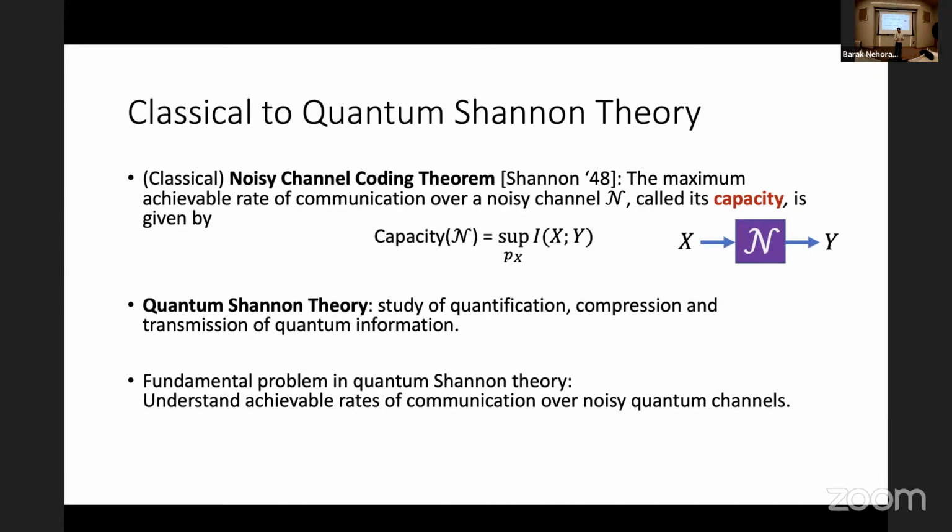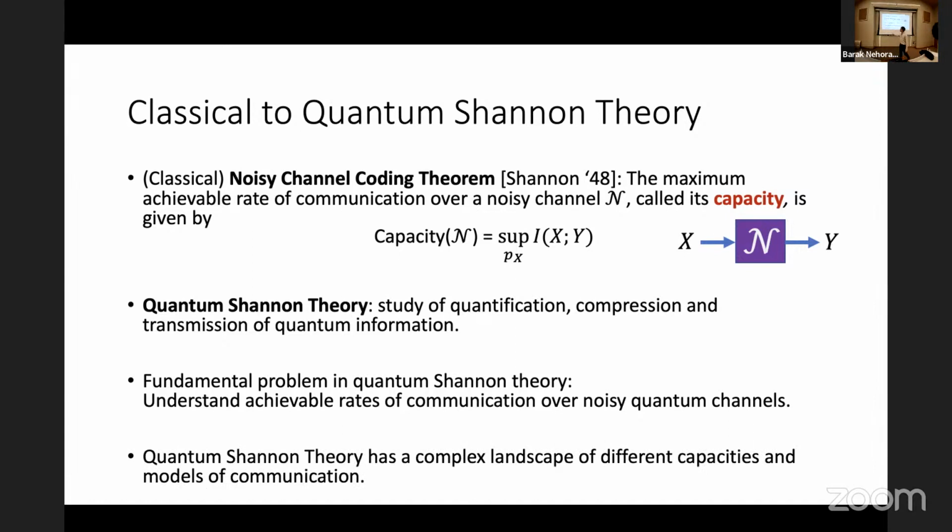Okay. And fast forward many years later, people are naturally interested in a quantum version of Shannon theory, right? And this is this very broad subject where you study the quantification and compression and transmission of quantum information. Similarly, a fundamental problem is to understand the achievable rates of communication over noisy quantum channels. But unlike the beautiful situation that we have in the classical case, we don't have as neat an understanding of the capacities of noisy quantum channels.